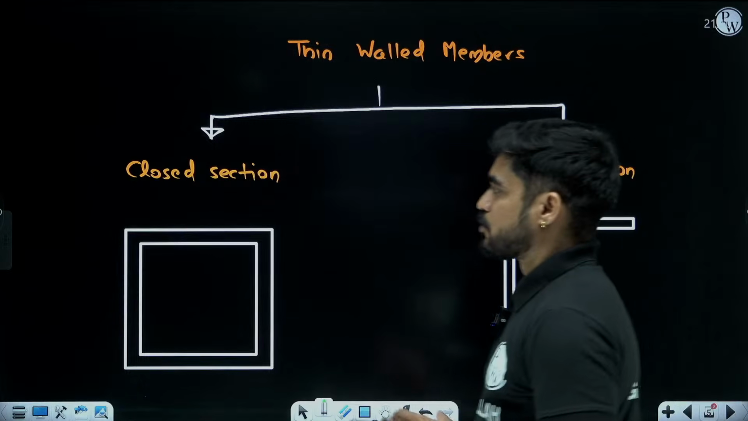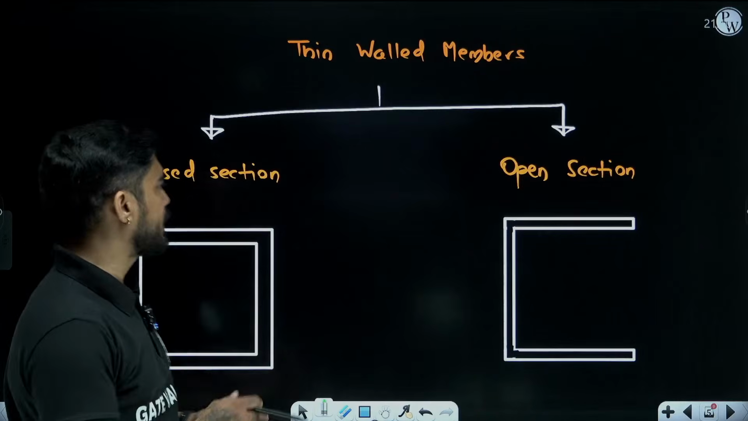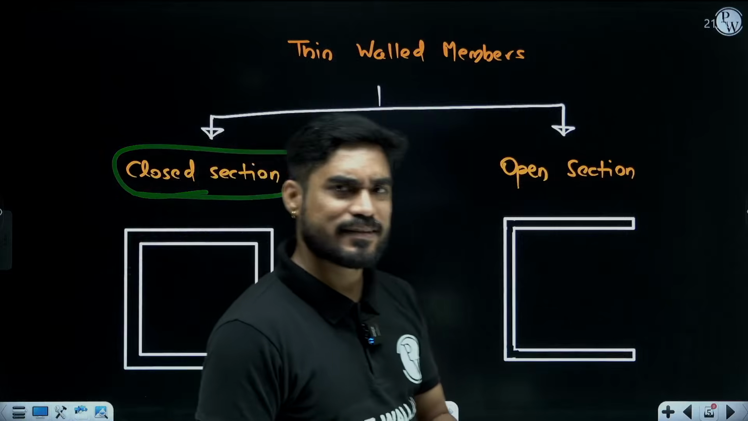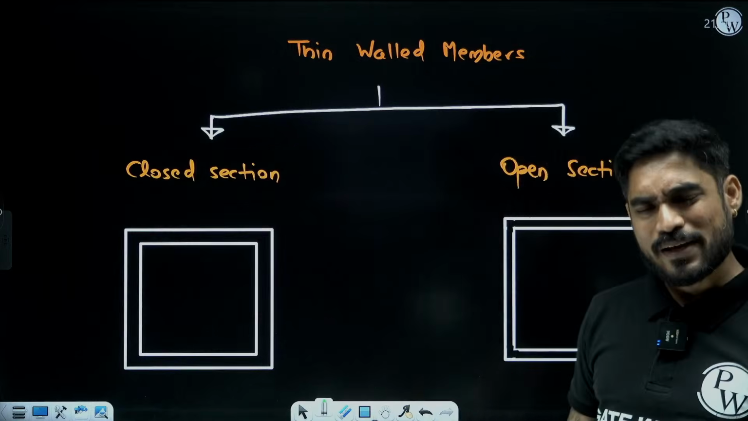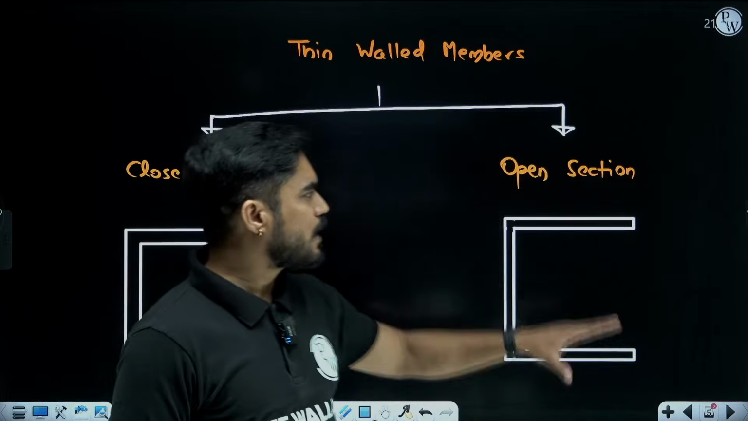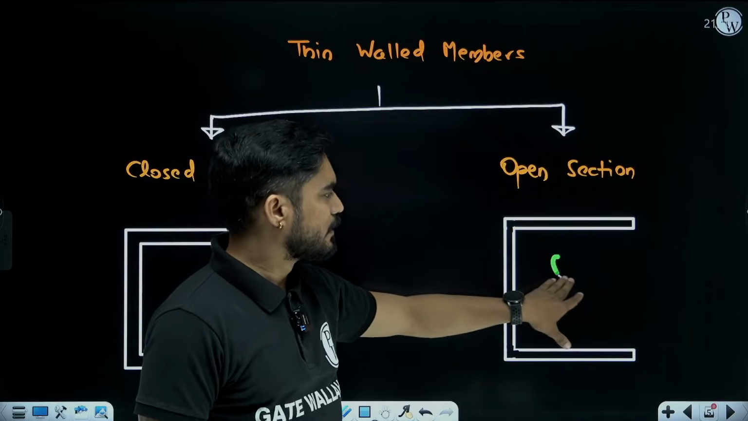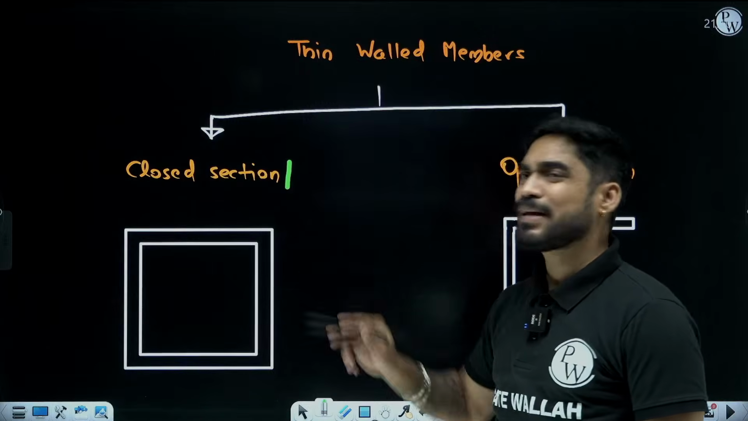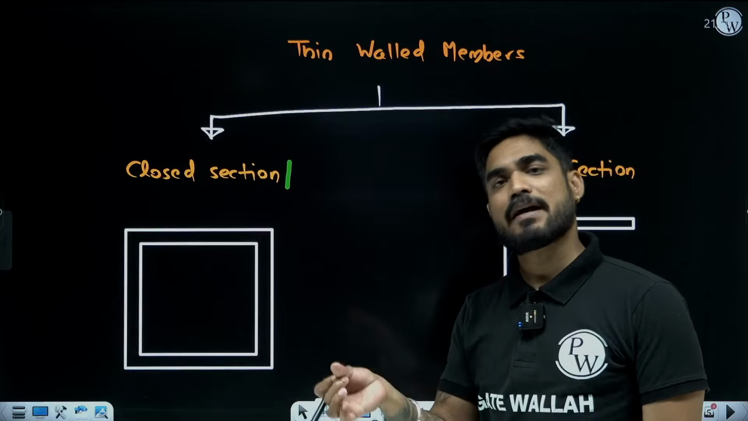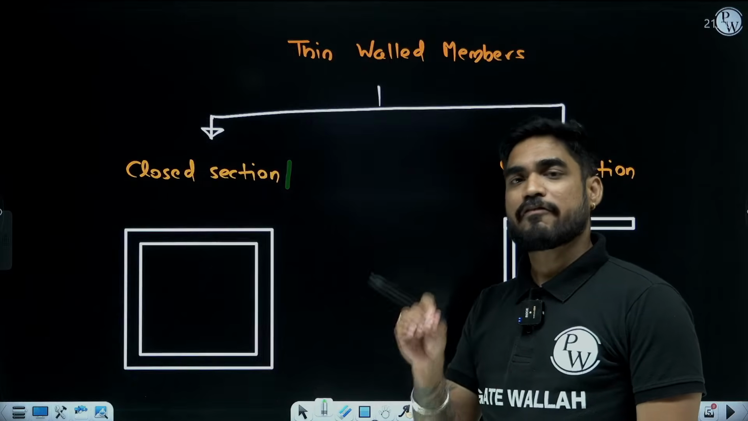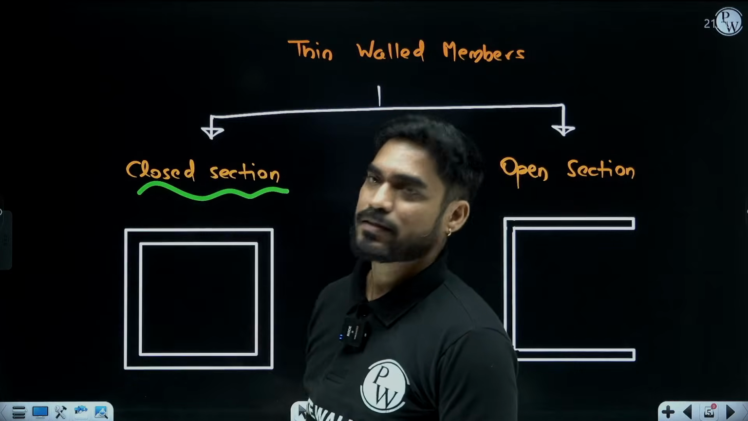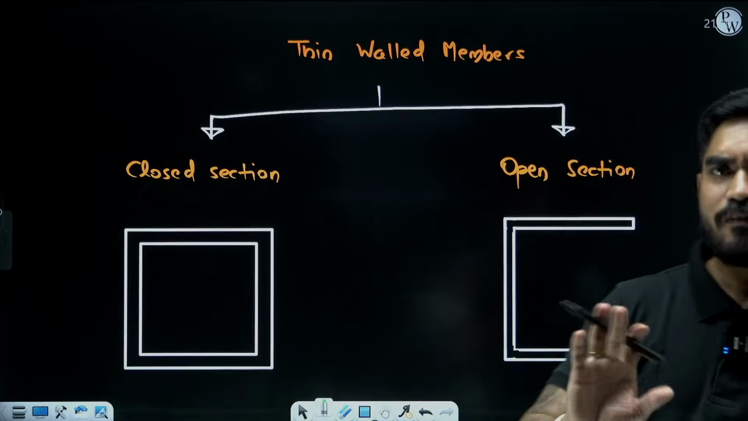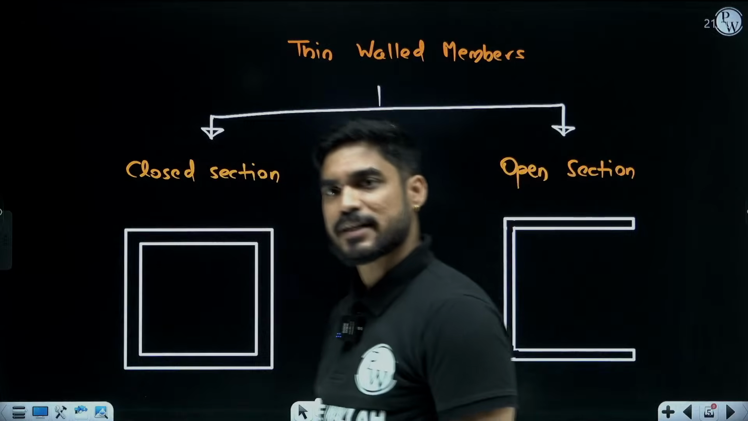So we have these two types of sections. In the case of closed section members, the calculation of torsional shear stress as well as the angle of twist is comparatively easy compared to open section members. Here the calculations are complicated, a little bit tricky, but in the case of closed sections, by making some assumptions, the calculations become very easy. You will also find most of the questions are from closed sections. But there are also some open section problems in GATE PYQs. So you will find both types of problems in GATE PYQs, closed section as well as open section.